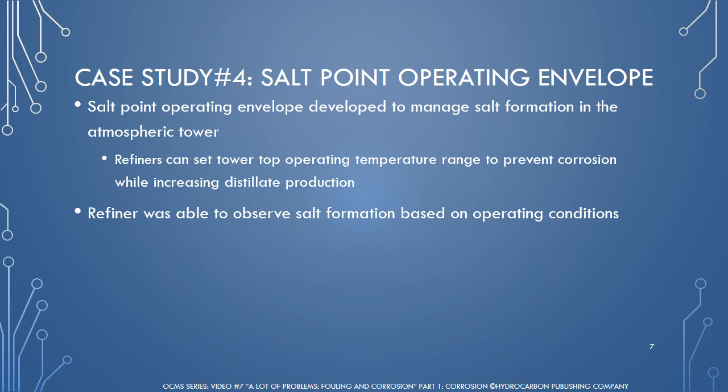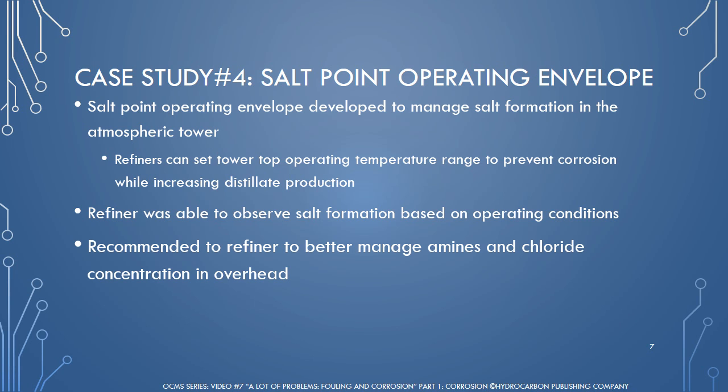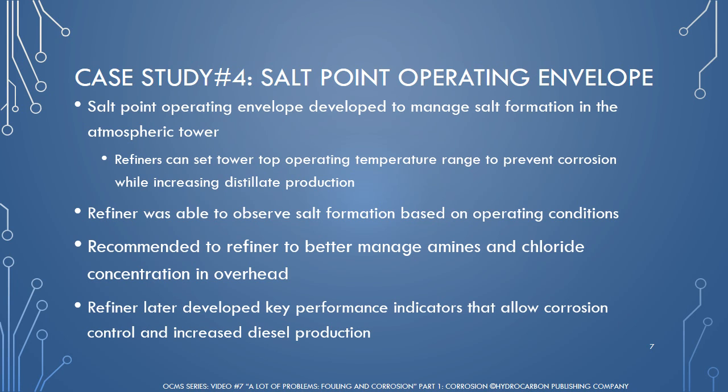Because the point at which the tower transitions from not forming salt to forming salt is a function of both the acid and base, the refiner was recommended to better manage both amine concentrations and chlorides in the overhead. The refiner later developed key performance indicators to optimize operating conditions, allowing simultaneous management of overhead corrosion and increased diesel production from the atmospheric tower based off the results of this salt operating envelope.